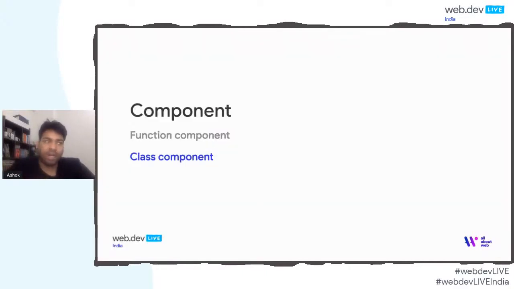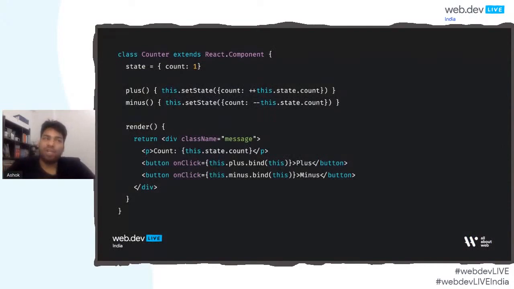Similarly, we have class components, but these components are pretty different from the function components. And here is an example of the same counter as a class component. You see that now instead of creating a function counter, I'm creating a class counter, and that particular class is extended using React component. You can also use pure component as well. That's also a class component. And then you can see that I'm also defining a state which is count, and I'm setting the initial value of count to 1.